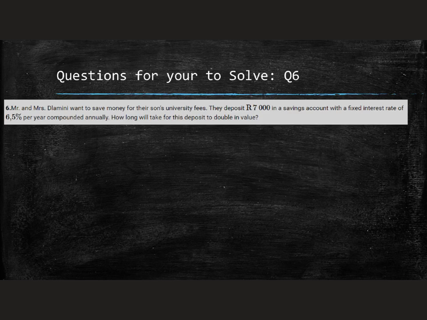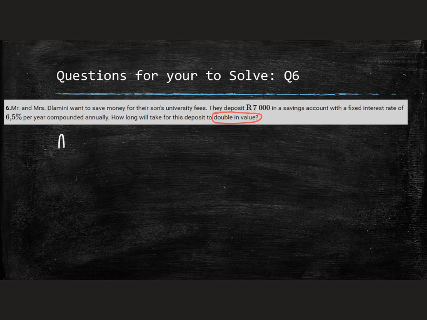I'm going to do this video, but I'm going to just extend the thinking a bit about this understanding of what it means when the money doubles in value. If a certain amount of money doubles, do we need to know what we started with? And what I mean by that is the following.